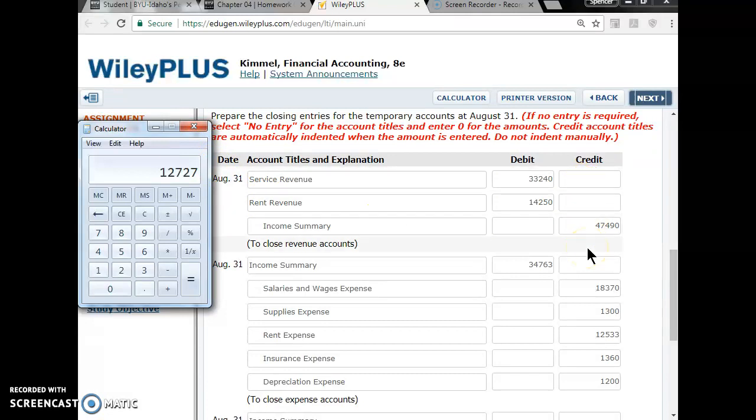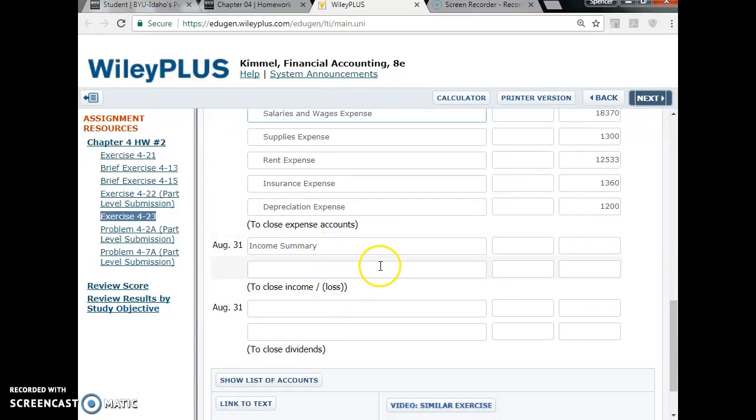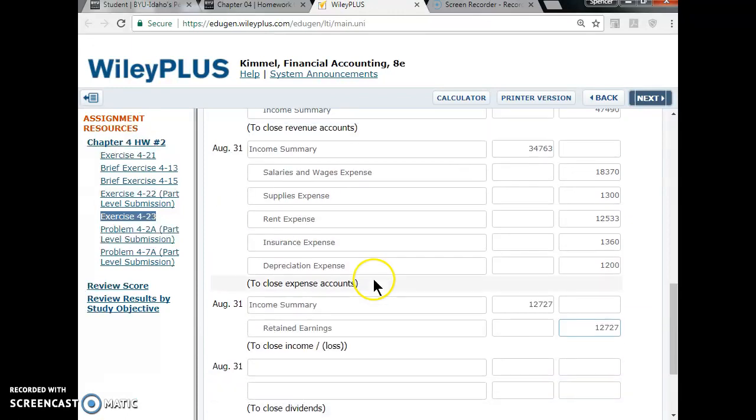Since it's higher in the credit column, in order to close it, we have to put it in the debit column down here with retained earnings. So we have income summary, which is 12,727. And then our retained earnings is just that same value, 12,727. And our last account that we need to close is dividends.